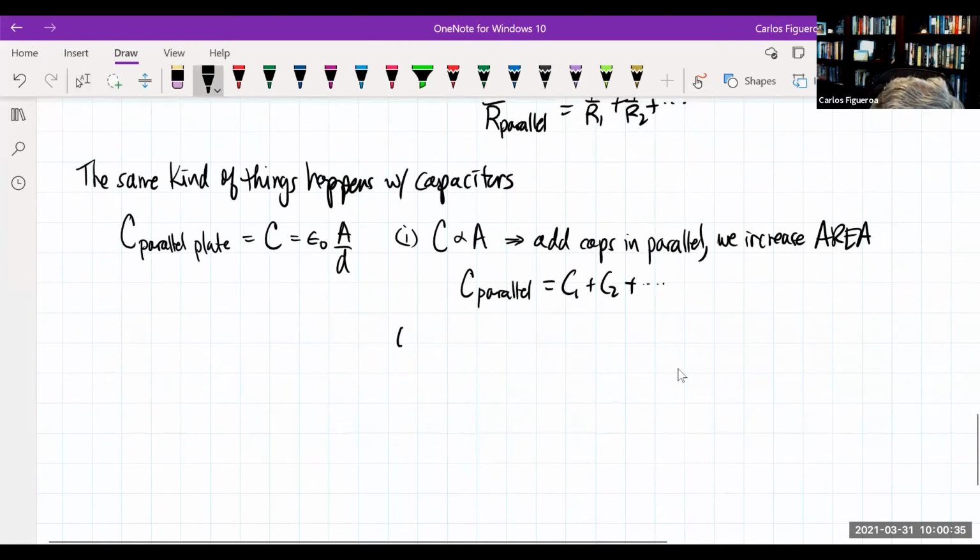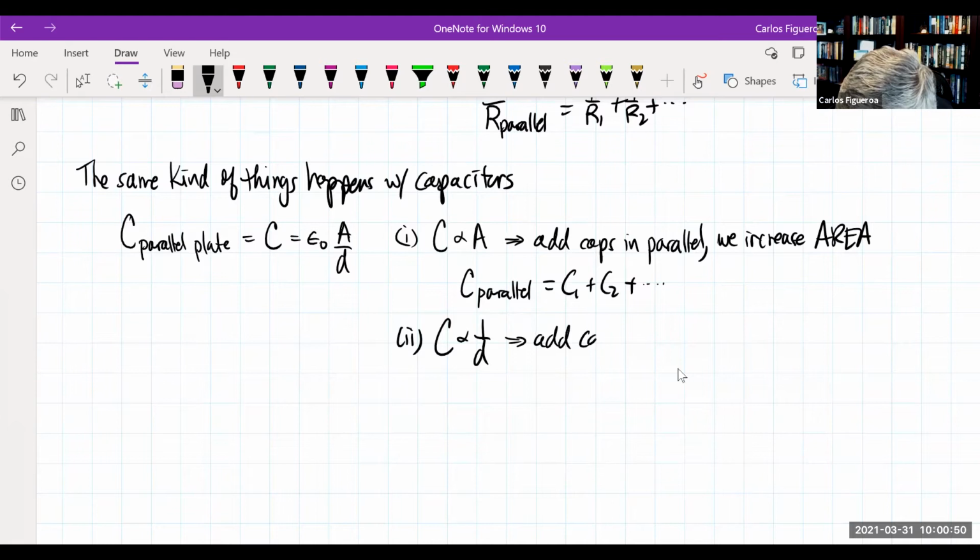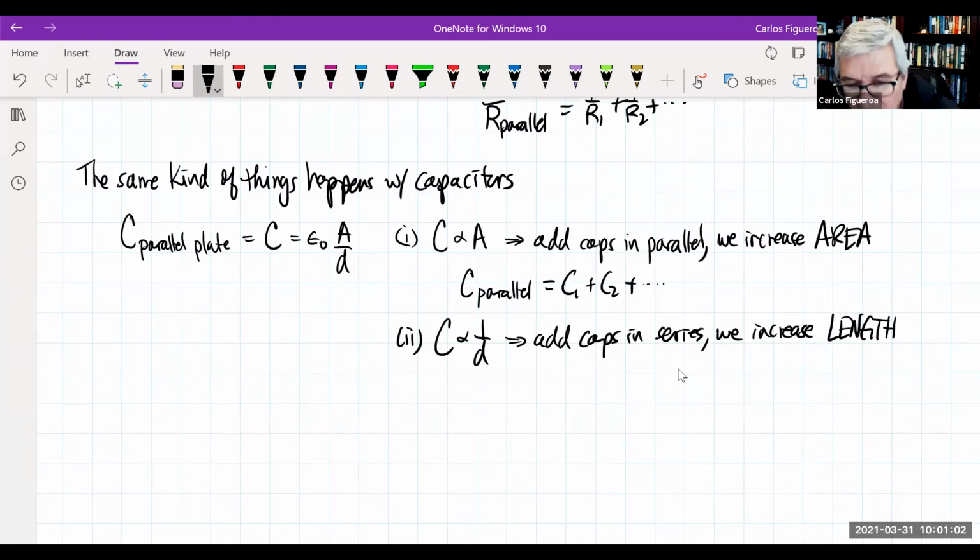And if I do the same thing here, what happens if I add things in series? Then the capacitance is proportional to 1 over the plate separations. So that means as we add caps in series, what do we increase? Length. If we had more time, I could go in and draw pictures, but maybe that's an office hour type thing. So what this means is that it's the inverses that we add for capacitors in series.